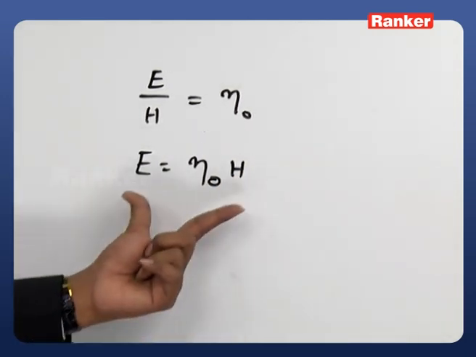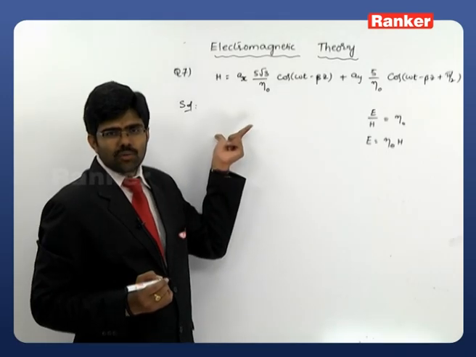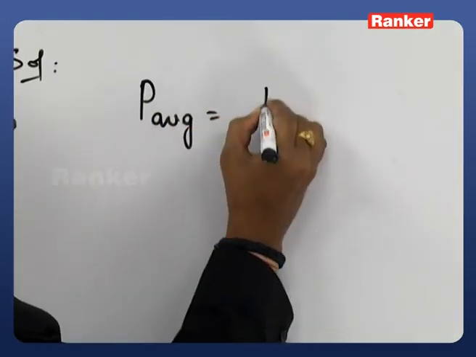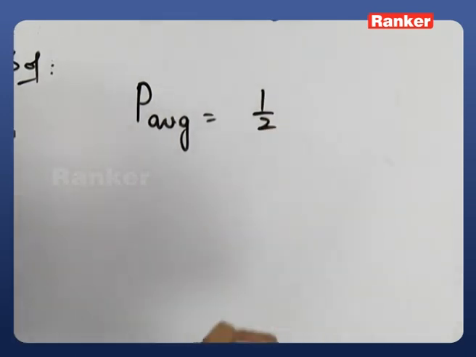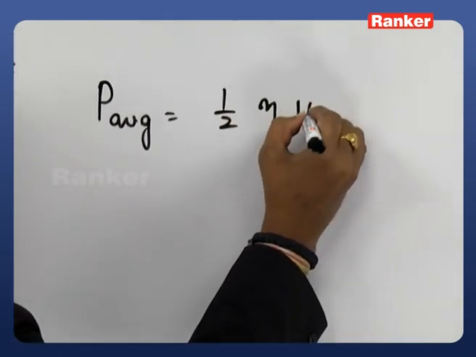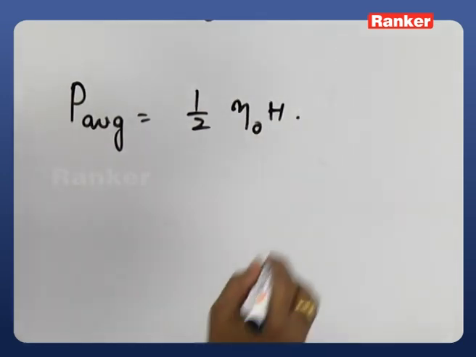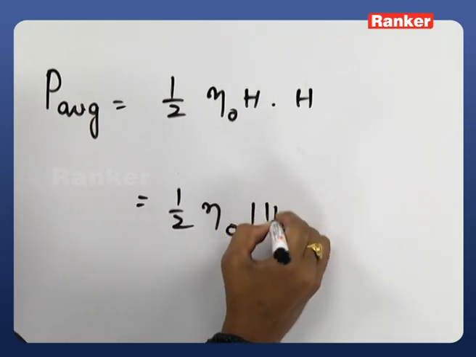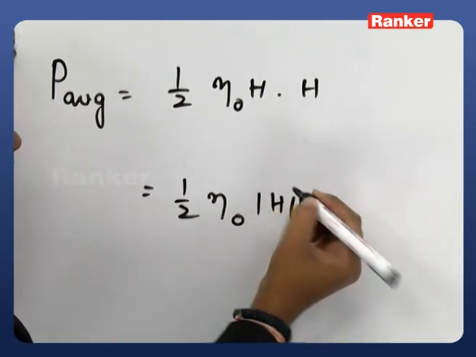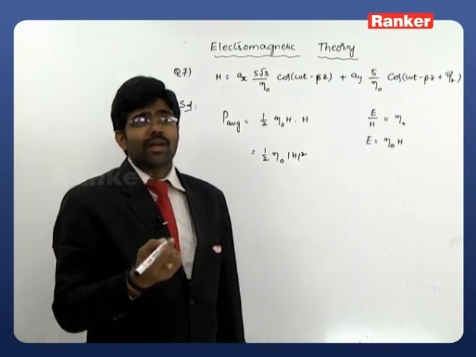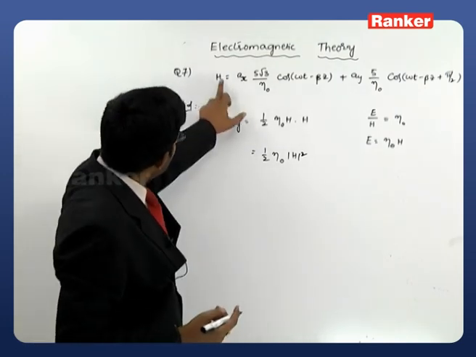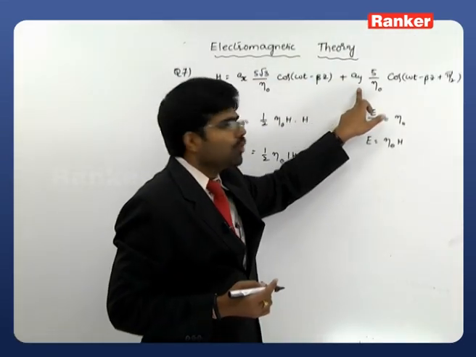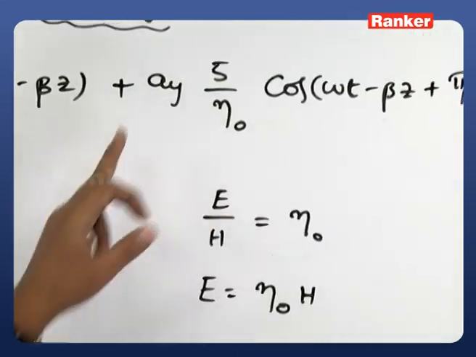So I will use this result in our Poynting vector. The average power, P average, is equal to 1/2. Instead of E, directly I am writing η0 H, and H can be written as it is. So which is equal to 1/2 η0 magnitude of H squared. That is what we have. So what will be the magnitude of H? Consider that H has two components. One is in X direction, another one is in Y direction. So the resultant magnitude we require.